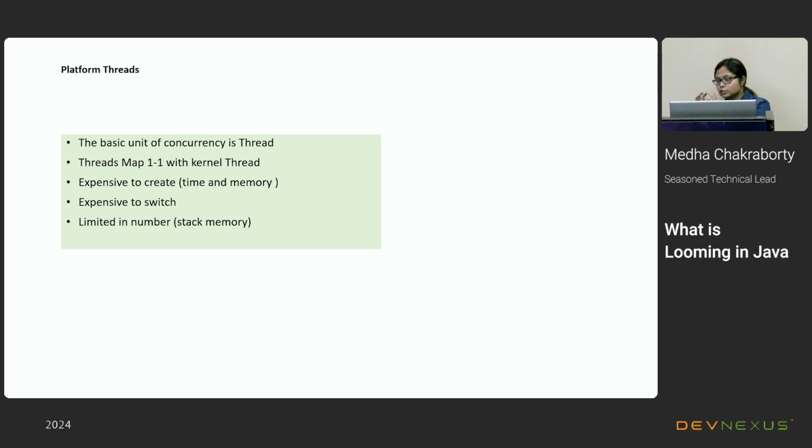And it also uses memory, so it becomes expensive. It is also expensive to switch, in the sense of the scheduling which the JDK does, which also becomes hard for the JDK. And they are limited in number, so we often get an out of memory stack exception. So these are the current problems we have with platform threads, but till late we have been working on it with hardware scalability and asynchronous programming.